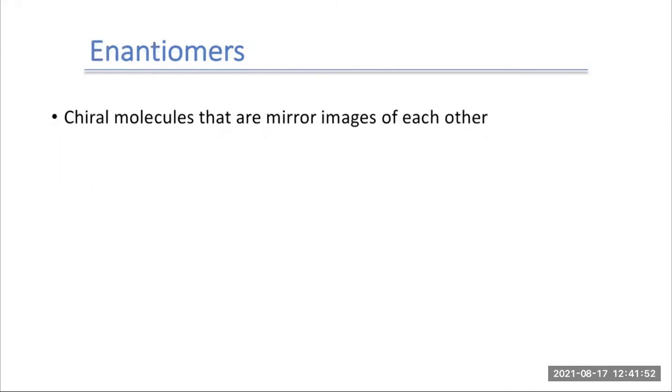So now looking at our chiral molecules. Two chiral molecules that are mirror images of each other are called enantiomers. So enantiomers are chiral molecules that are mirror images of each other. And those are non-superimposable mirror images. So remember, they're non-superimposable mirror images. We call them enantiomers.